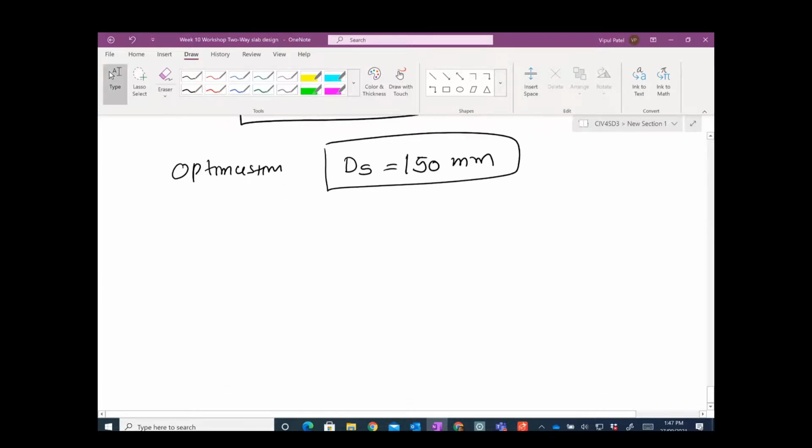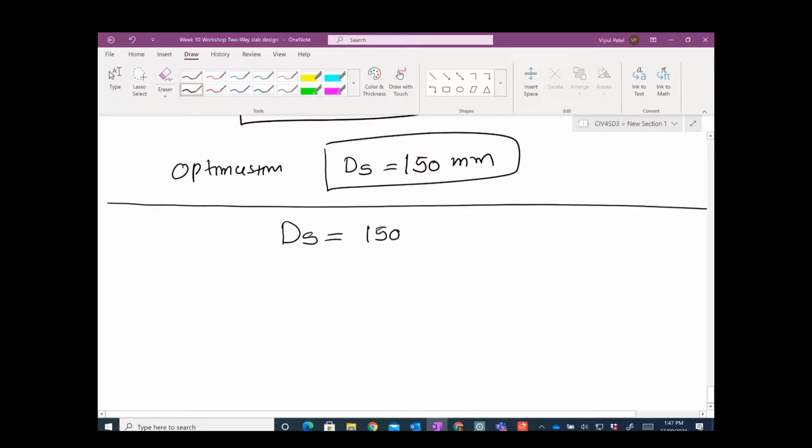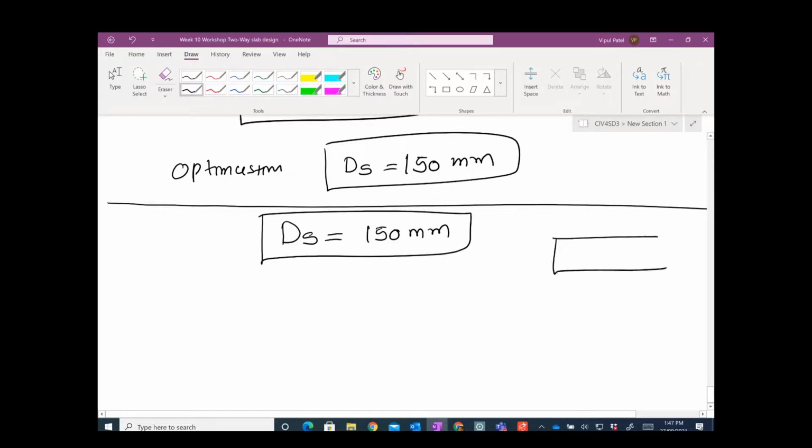Now, this is a starting point. So far what we have done is nothing, but we have this 150 ds value, the depth of the slabs that we're going to try everywhere. So let's say 150 millimeters is the depth of the slabs we're going to try.